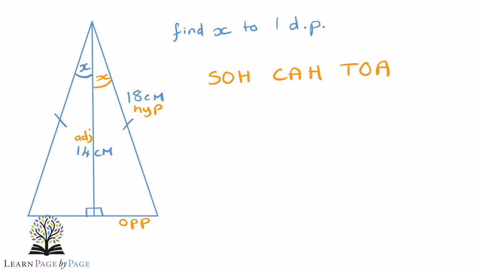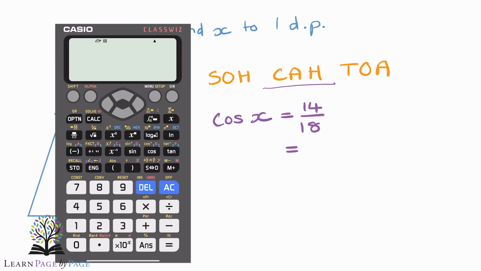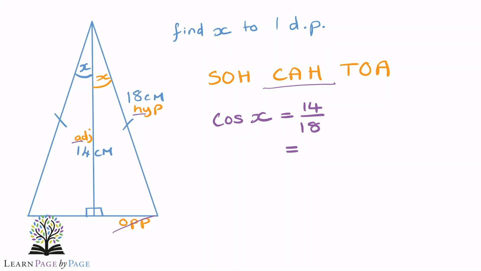Look at your triangle and decide what's not relevant, and that would be the opposite. So we're looking for a formula with A and H in it, and A and H would be cos. Write that out. Cos, we don't know the angle, it's X, equals the adjacent is 14 divided by the hypotenuse, which is 18, and that equals, put that into your calculator. So we have the inverse of cos, 14 divided by 18, which equals 38.94. X equals 38.94. And angles are usually to no decimal places, so X equals 39 degrees.